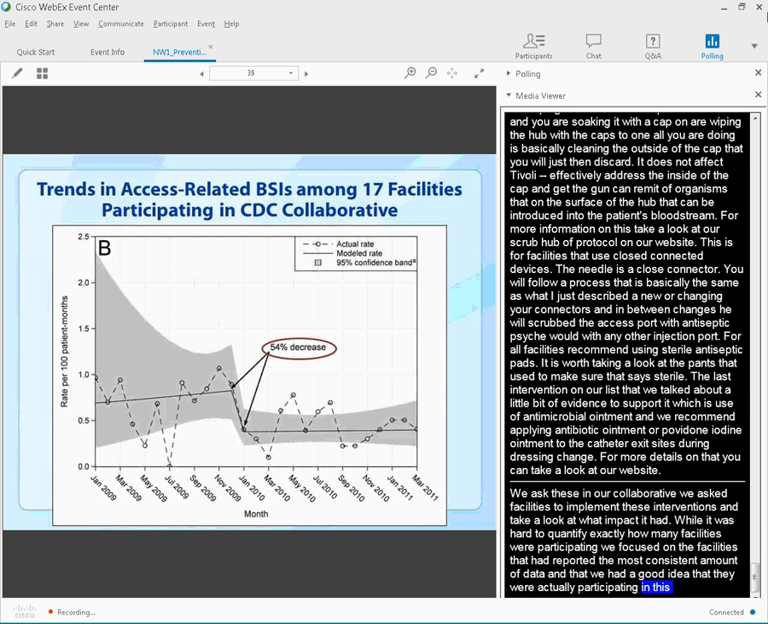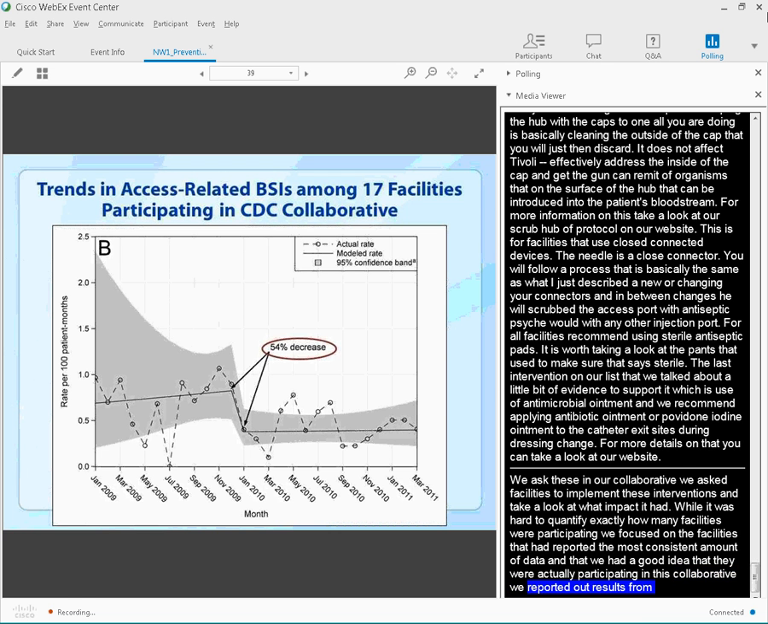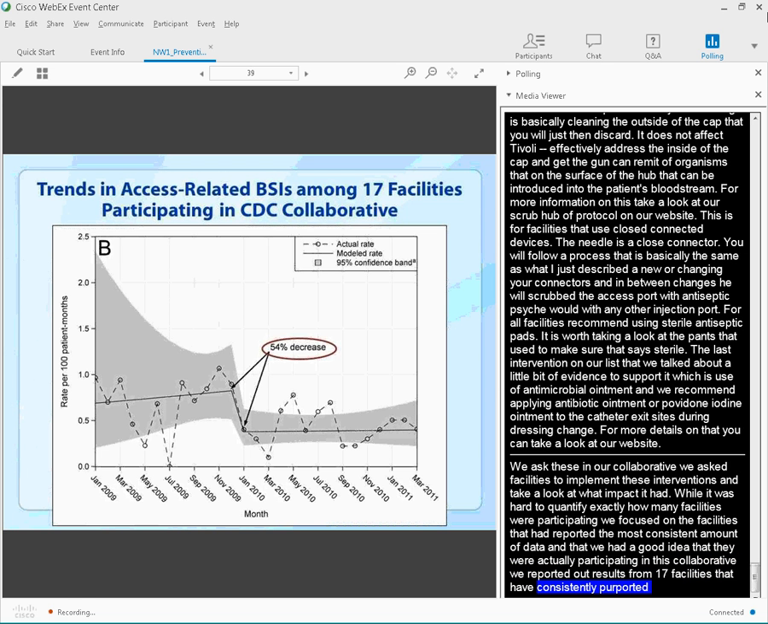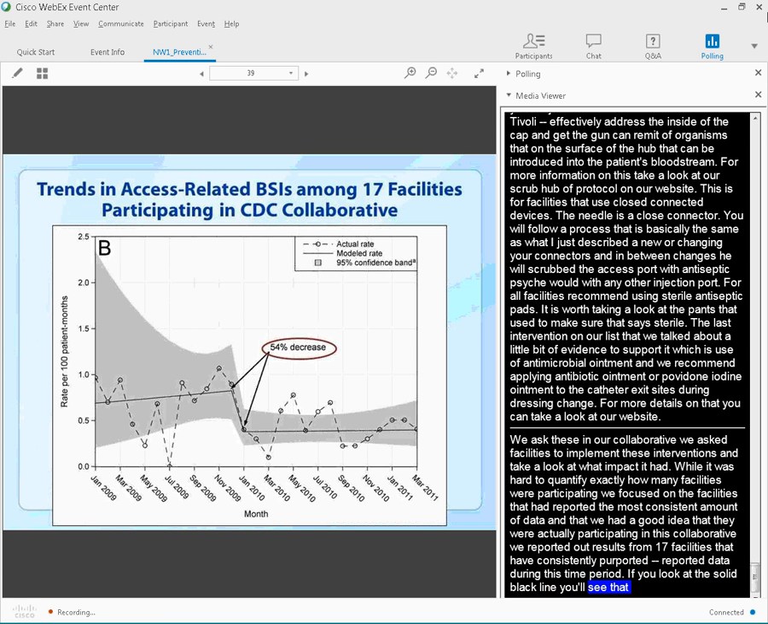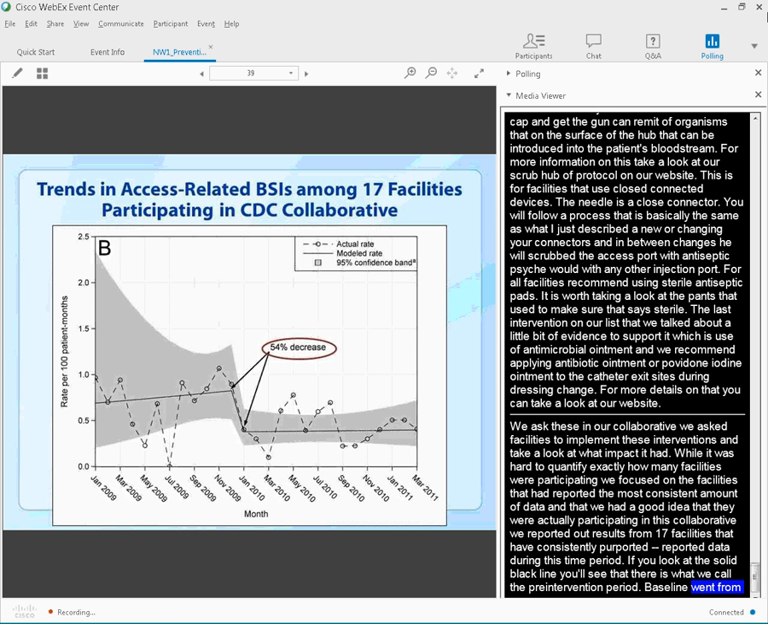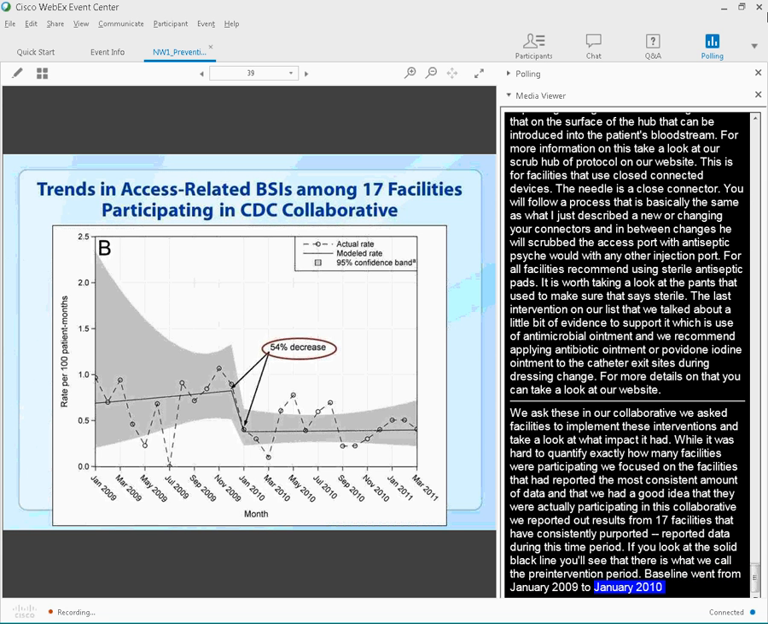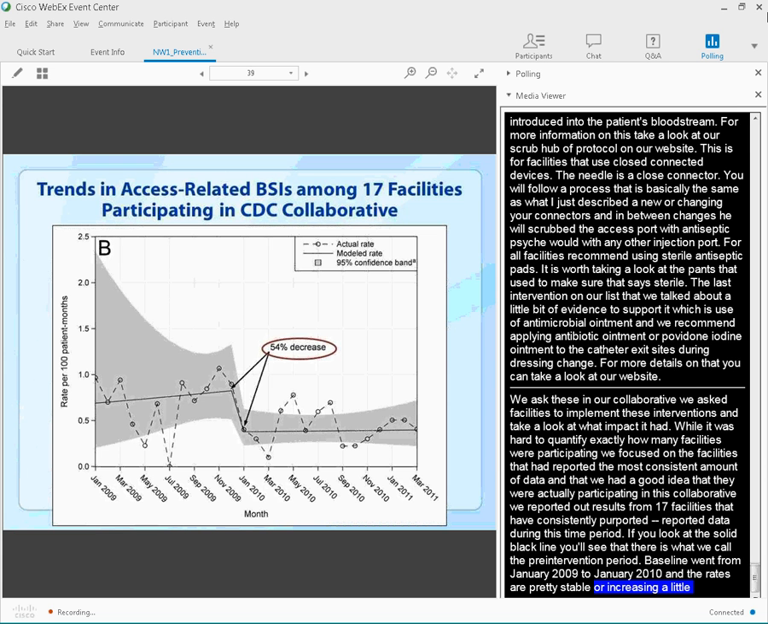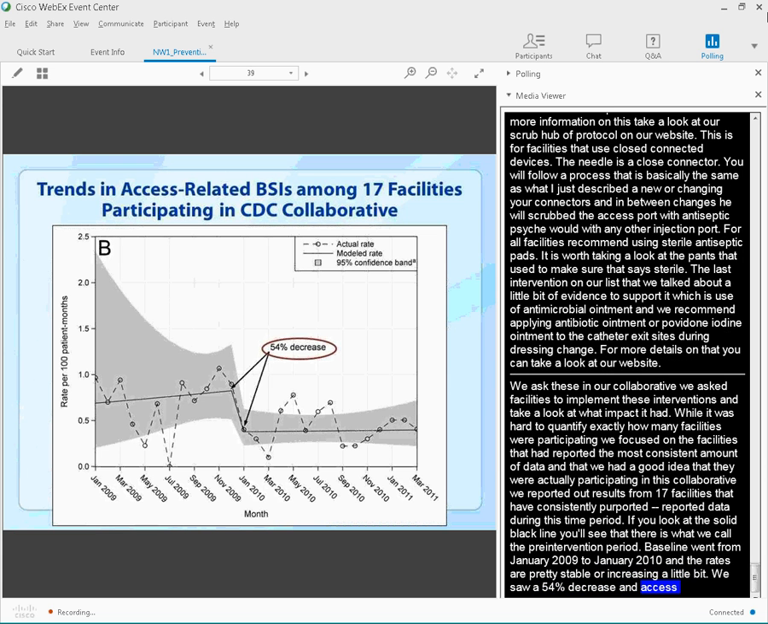And what we found is that if you look at the solid black line, you see that there's what we call the pre-intervention period. So the baseline period went from about January 2009 to January 2010. And the rates there are pretty stable or maybe increasing a little bit. And we saw a 54% decrease in access-related bloodstream infections. This is using NHSN definitions around the time of the intervention implementation.